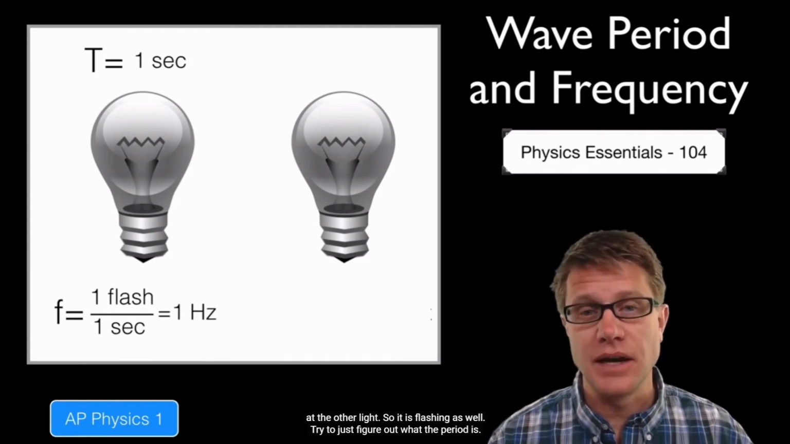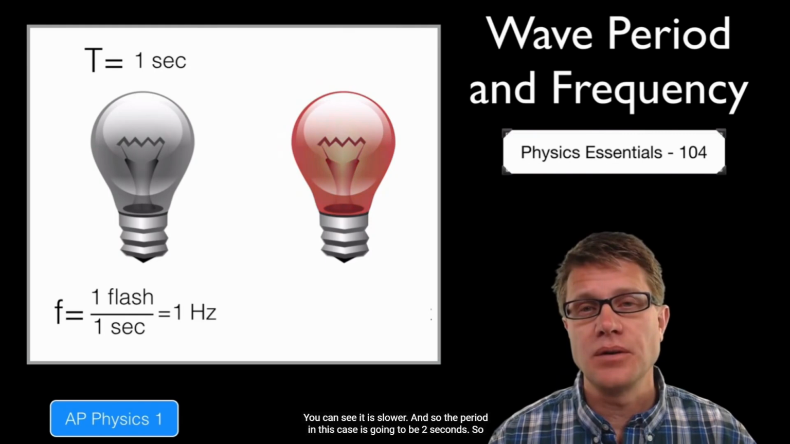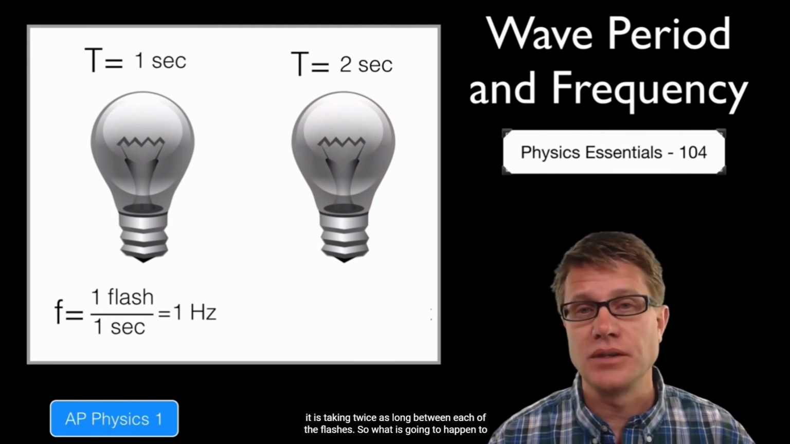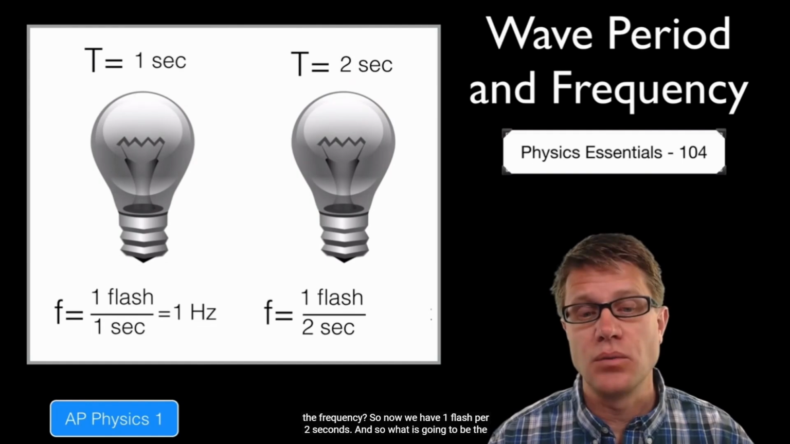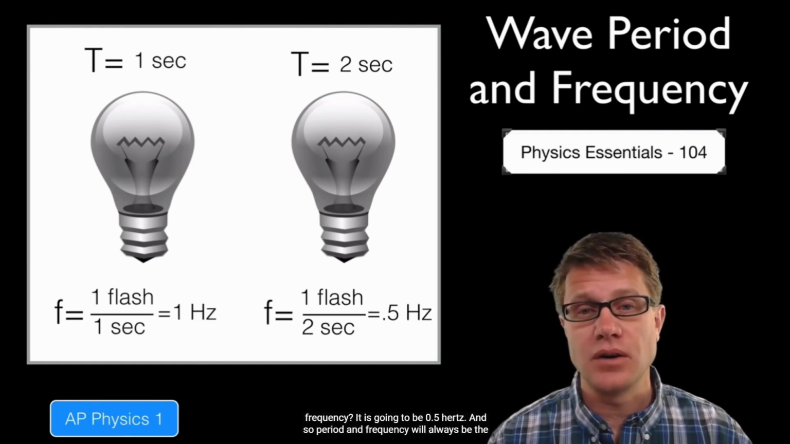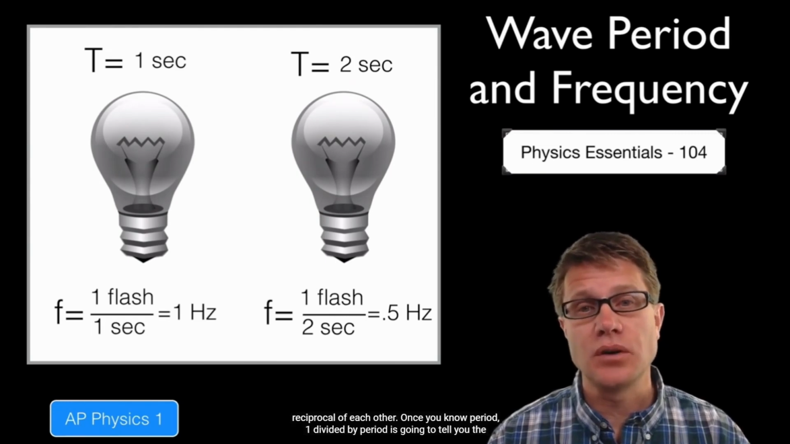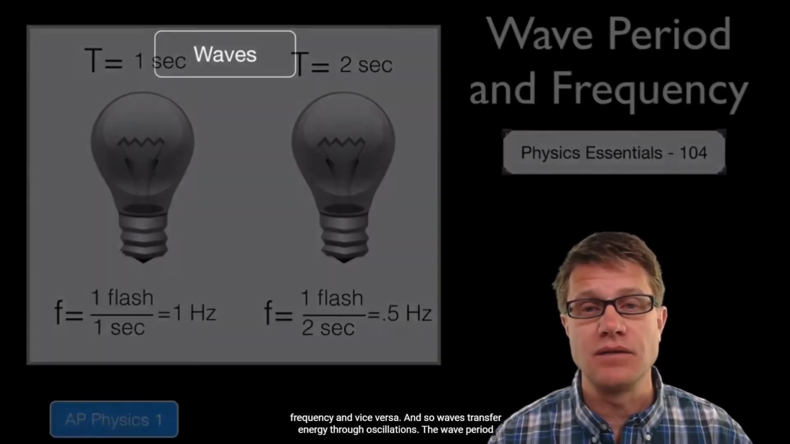Now let's look at the other light. It's flashing as well. Try to figure out what the period is. You can see it's slower. And so the period in this case is 2 seconds. It's taking twice as long between each of the flashes. So what's going to happen to the frequency? Now we've got 1 flash per 2 seconds, so the frequency is going to be 0.5 hertz. And so period and frequency will always be the reciprocal of each other. Once you know the period, 1 divided by the period tells you the frequency, and vice versa.